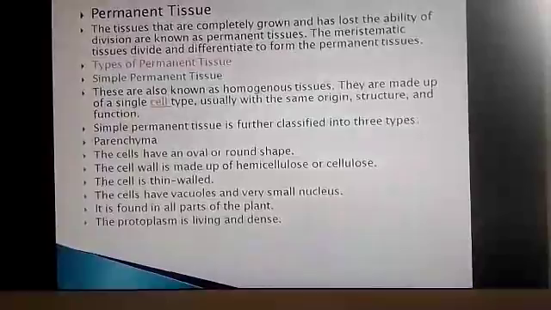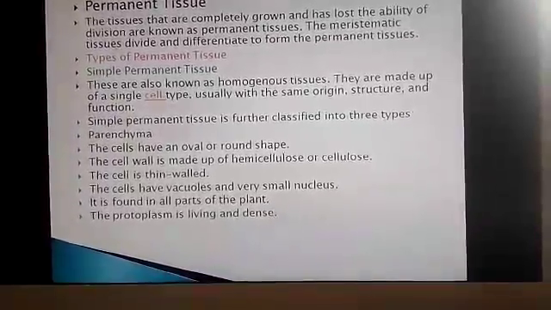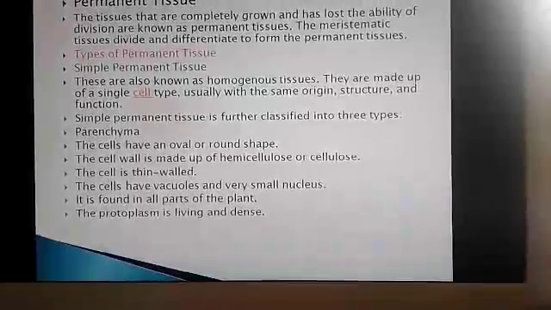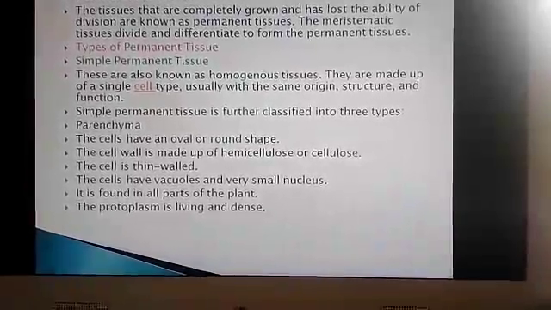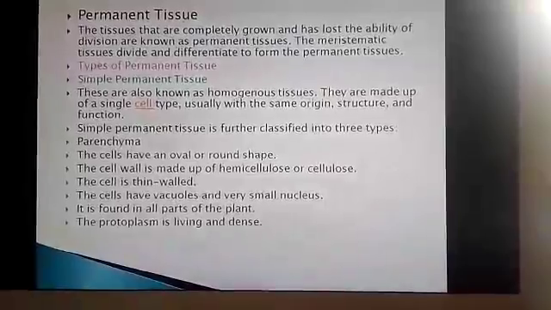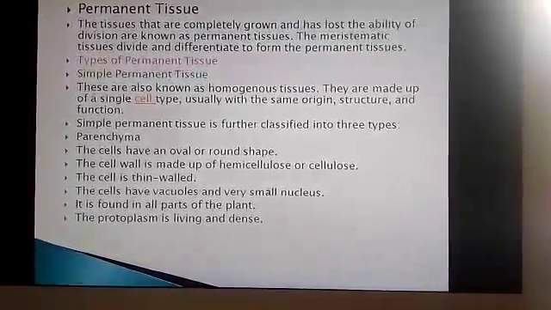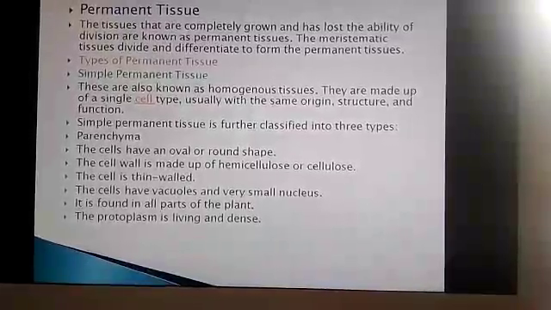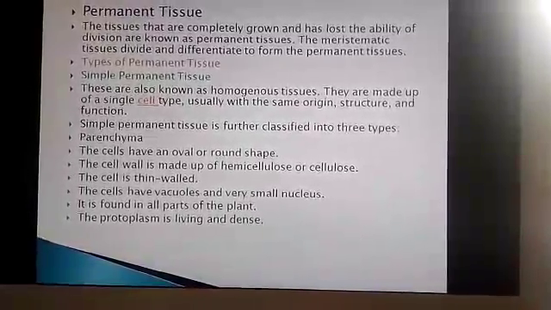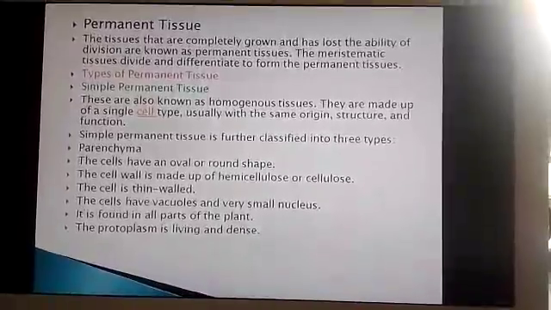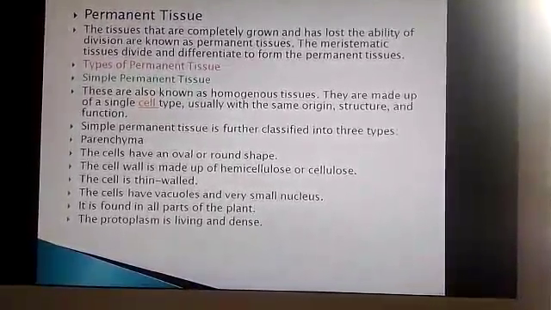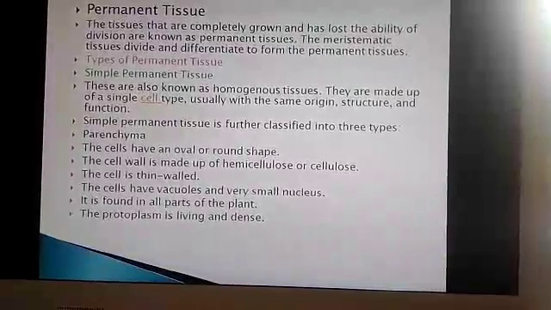Parenchyma. In parenchyma, cells have an oval or round shape. The cell wall is made up of hemicellulose or cellulose. The cell is thin-walled. The cell has vacuoles and a very small nucleus. It is found in all parts of the plant. The protoplasm is living and dense in parenchymatous tissue.